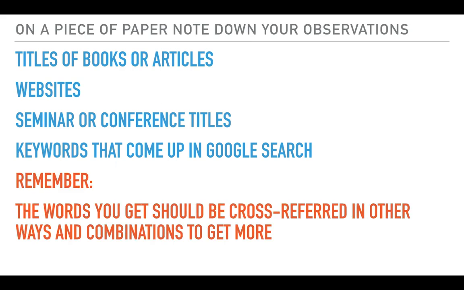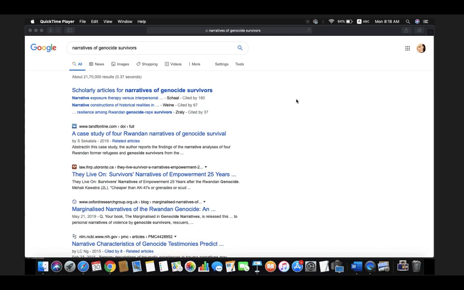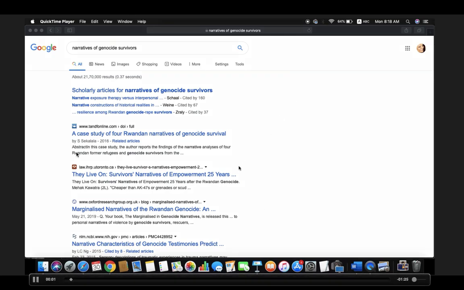Remember, the words you get should be cross-referred in other ways, in other combinations. That means you have to Google search these words in other combinations to get more and more. You should have an exhaustive list of observations noted down on a piece of paper. I'm sure you did not exactly get how to go about it. So I will show you what I did. Look at what I did.